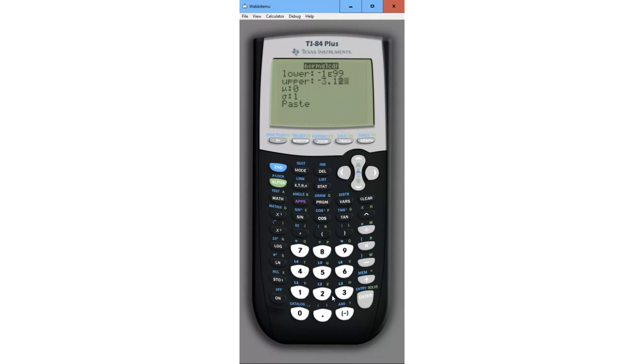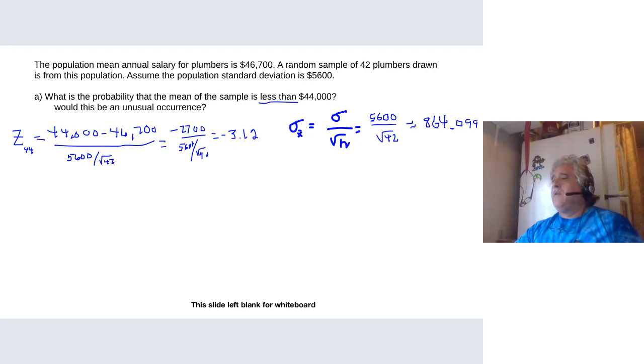And incidentally, if we tried to use the inverse norm, I think if you try to put that in there, it's going to give you an error. Because remember, when you're dealing with the inverse norm, it's always an area. So it's always going to be positive because it's a probability. Here, the limit can be negative or positive. This is going to be a very small value, actually. You got to remember how to translate your scientific notation.